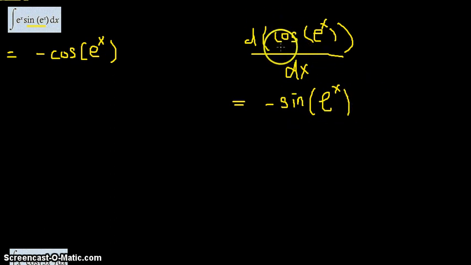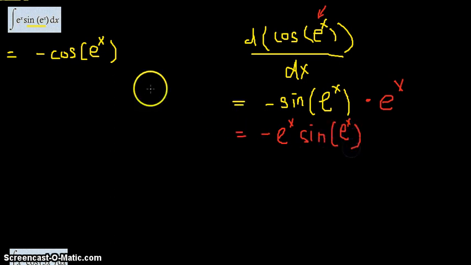What we did here is we only took care of the trig function itself, so we need to worry about the exponential function as well. If I differentiate e^x, I'll just get e^x. So let's write this: negative e^x sine of e^x. If I just differentiate cosine of e^x, I'll get that. That's why I put the negative in the front.